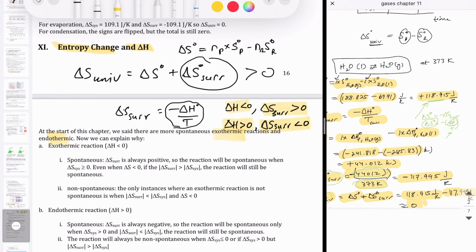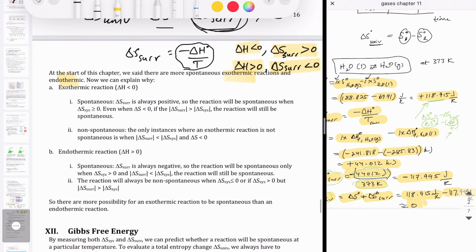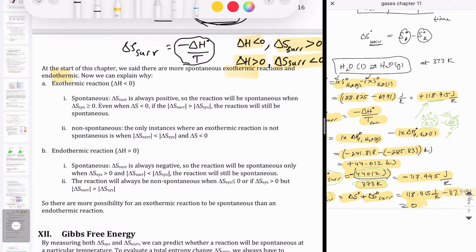Now, remember the criteria for spontaneity. We want the delta S of the universe to be positive. So that means that we want either both numbers to be positive or at least one of the numbers to be positive, right? In this case, maybe the delta S of surrounding, if the delta S of the system is negative. So we want, in the end, our number to be positive for this reaction to be spontaneous. So can we explain why more exothermic reactions are spontaneous compared to endothermic reactions?